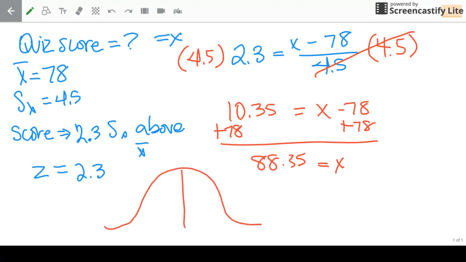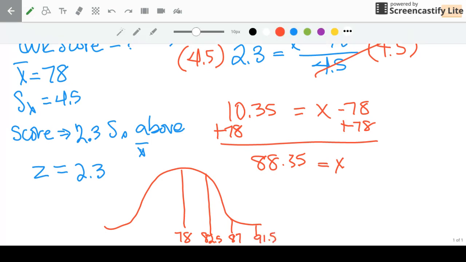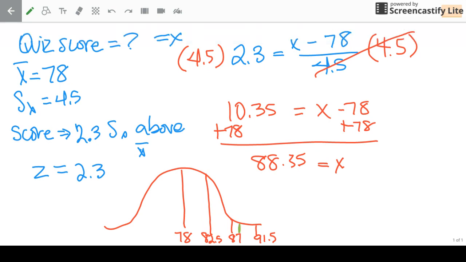Now, if I look at this in terms of my graph, with my curve, here's my mean, 78. And if I add 4.5 each time, so 82.5, 87, 91.5, then we can see that my 88.35 falls here. We can see that's more than 2 standard deviations, so it's between 2 and 3 standard deviations, that green line right there. Okay, so it does seem reasonable.